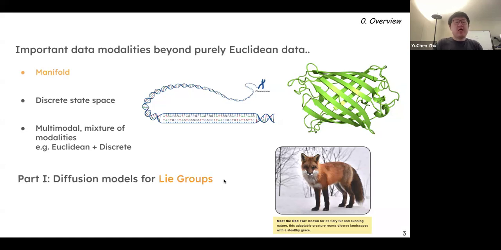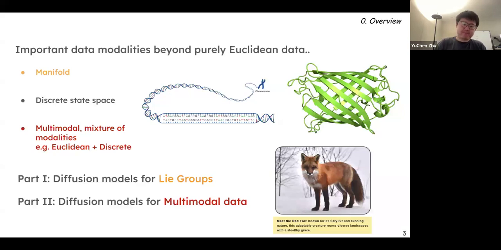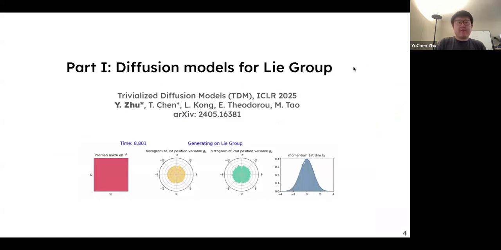In the first part of the talk, I'll be talking about how to build diffusion models for a specific type of manifold called Lie groups. In the second part of the talk, I'll be talking about how we approach the general modeling of multimodal data using diffusion models. So in part one of the talk, I'll be talking about this work on triple-X diffusion models for Lie group generation. Lie group data generation is joint work with Tianrong Chen, Lin Kaikong, Evangelos Theodorou, and my advisor Molei Tao. And the work is published in ICLR 2025.